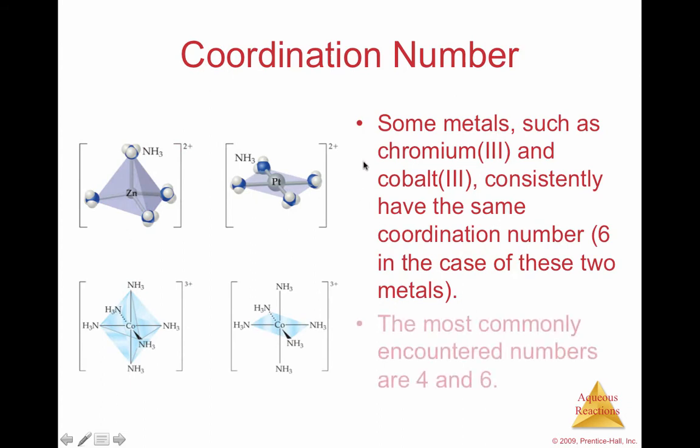The coordination number. Some metals such as chromium +3, cobalt +3 consistently have the same coordination number, 6, in the case of these two metals. 6 means there are 6 ligands bonded to it. 1, 2, 3, 4, 5, 6. The most commonly encountered numbers are 4 and 6. In this level, you don't have to know how many ligands will bond to the central metal.